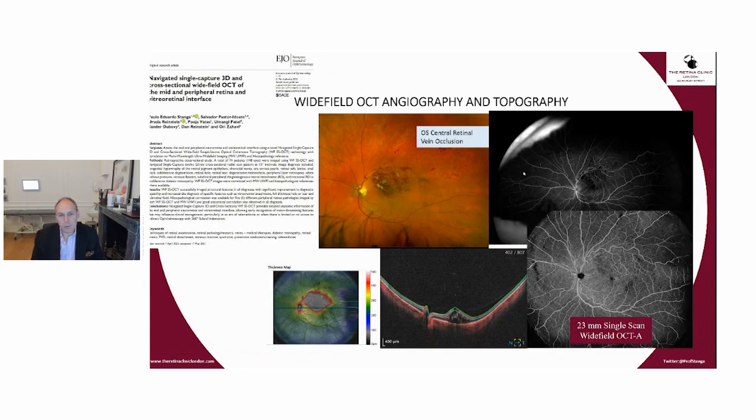We are currently using wide field OCT angiography and topography. And here you can see the correlation between ultra-wide field fundus fluorescein angiography with injection of dye in the vein of the arm and non-invasive, non-dye, single scan 23 millimeter long wide field OCT angiography.